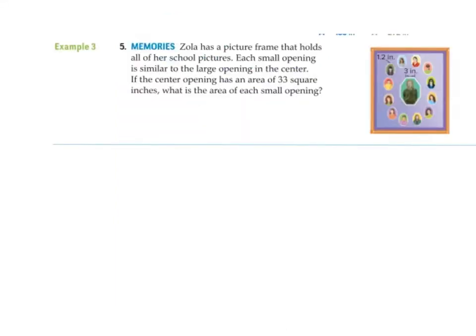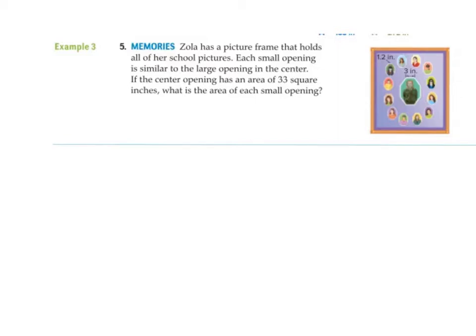But let's have a look at question 5. So what we've got here, it says Zola has a picture frame that holds all her school photographs. Each small opening is similar to the large one. If the centre opening has an area of 33 inches, what is the area of the small openings? Okay, it doesn't matter how many pictures there are, we're only interested in the two pictures in ratio and proportion.